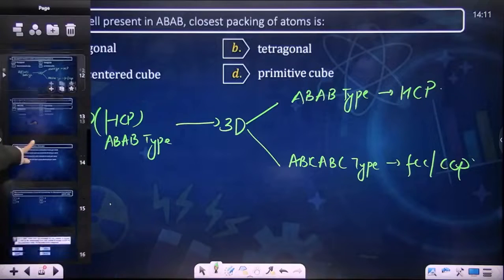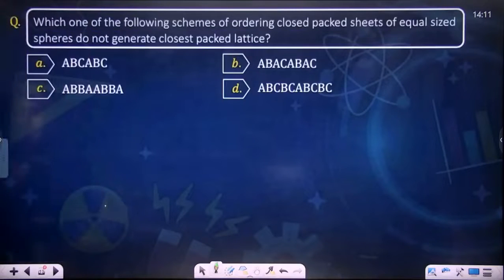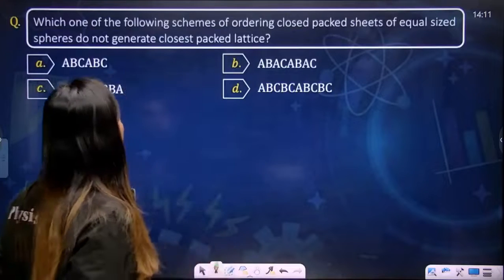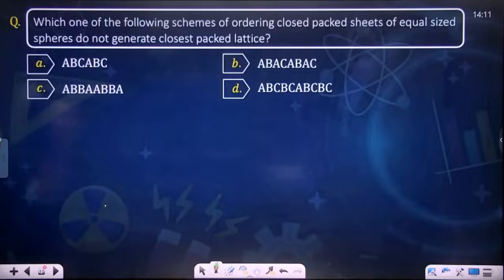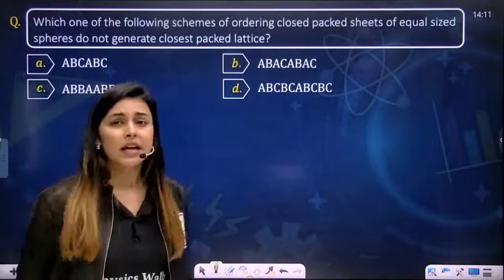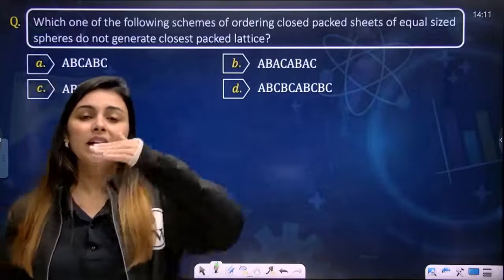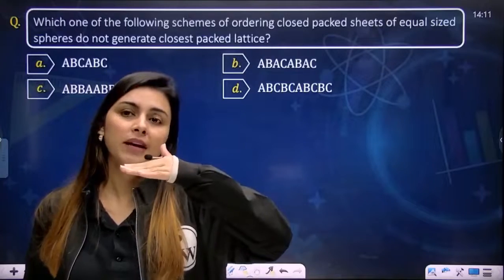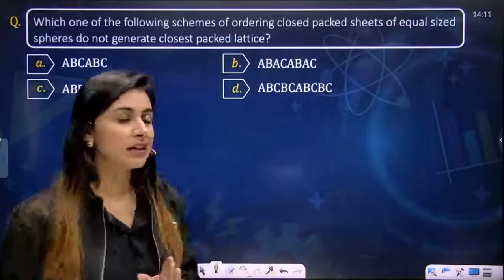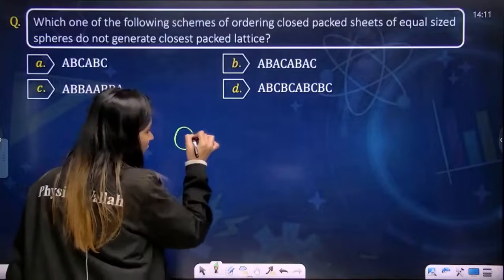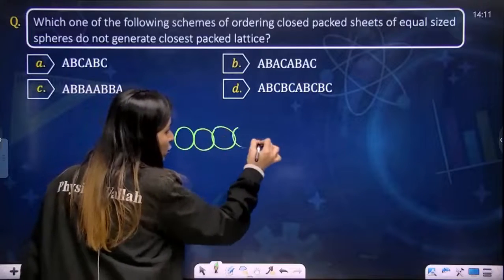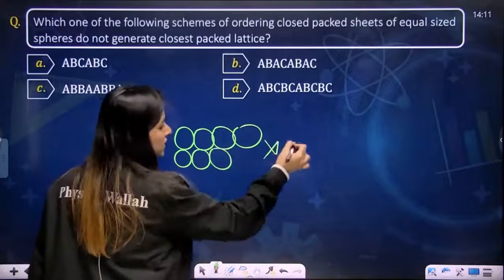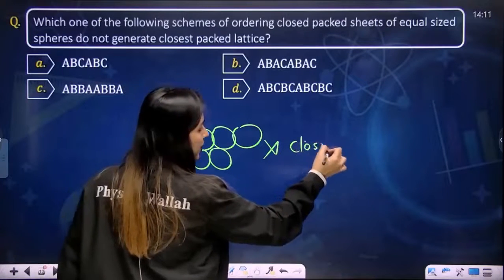Now let's move forward to the next question. The next question says, which one of the following schemes of ordering close packed sheets of equal sized spheres do not generate a closest packing layer? If in any case one layer is exactly the same as the bottom layer, it is never a closest packing. This means that if you have a layer like this and exactly the same layer like this, then this is not a close packing.